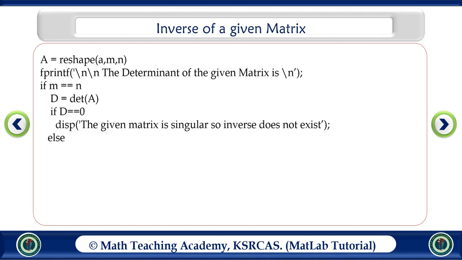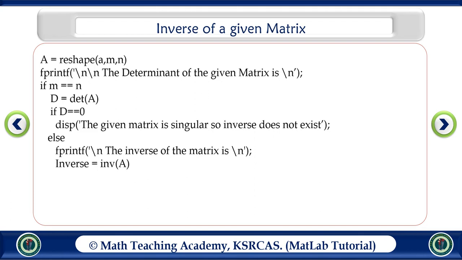Else, that is if the determinant is non-zero, then the inverse is possible. So fprintf 'the inverse of the matrix is', computed by the command inv(a), and it is stored in the variable named inverse. And then end.